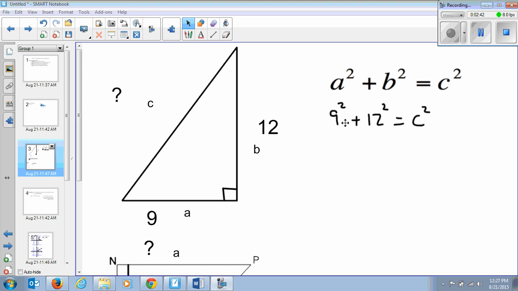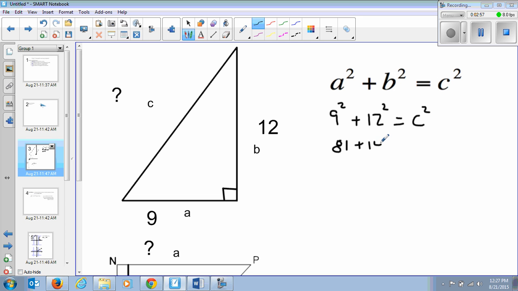The next part we get to is actually squaring the numbers. This is 9 squared. Don't make a mistake and put 18. We're not doing 9 times 2. It's 9 squared, which means 9 times 9. The answer is really 81. Plus 12 squared. 12 times 12 is 144. Equals c squared, which I don't know what that is yet, so I'm just going to leave it c squared. 81 plus 144, did it in my calculator, is 225, equals c squared.